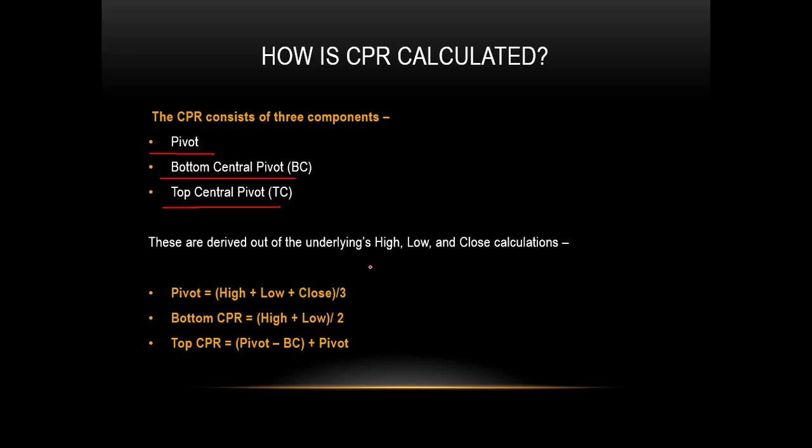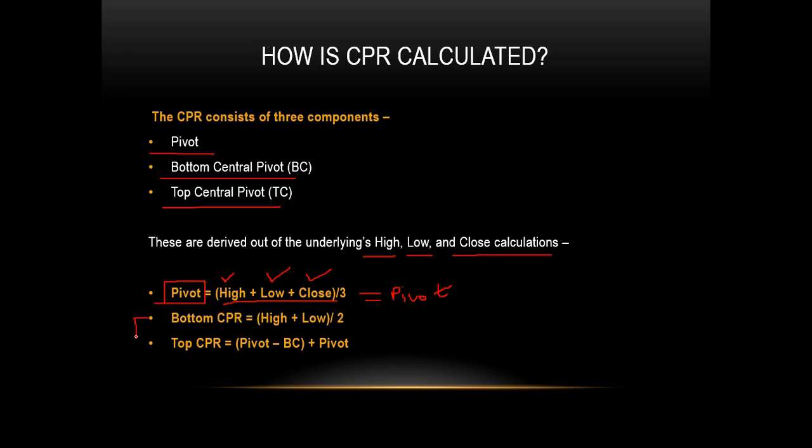These central pivot ranges are derived out of the underlying high, low and close calculations. To calculate the pivot line, we take the previous day's high, low and closing prices of the underlying and we average it. That is, pivot equals high plus low plus close divided by 3. The result obtained from this calculation will be our pivot point for today's trading session.